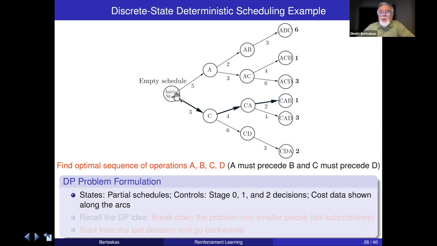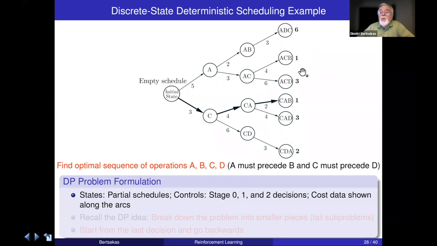And after the initial state, we can either perform A or C because of these constraints. So these are going to be the states at stage one. Then we have to select another operation that we have not done before. And it's possible to do B or C and so on. So we construct states involving no operation, one operation, two operations, three operations. And then once you have the three operations, the fourth operation is automatically determined.